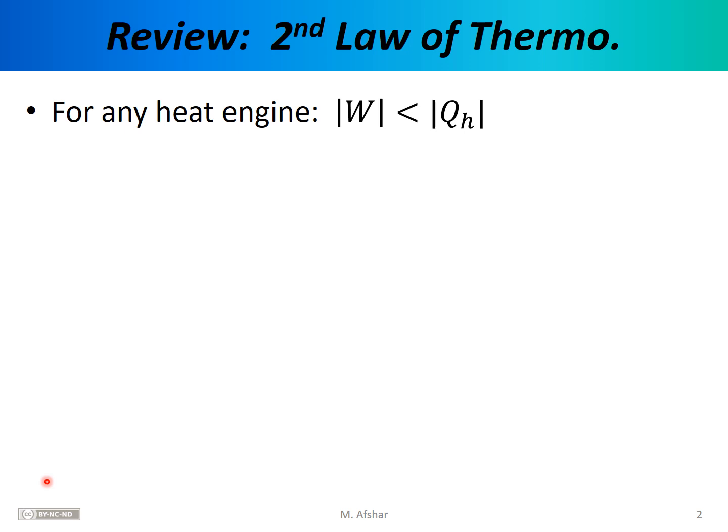The Kelvin-Planck version of the second law states that for any heat engine, W must be less than QH. Recall that W is the output of work from the heat engine and QH is the input of heat or thermal energy into the heat engine. Here everything is in absolute value signs, so we're talking about the magnitudes of these quantities. This inequality has some consequences.